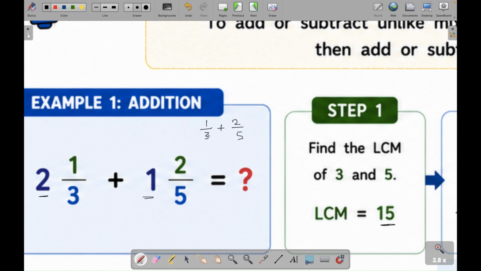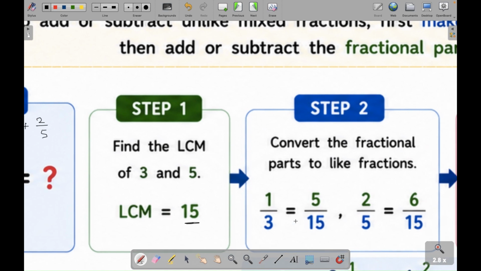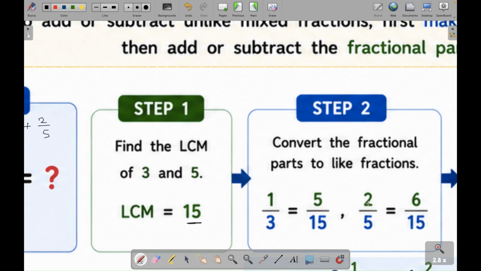Now we try to convert these two into an equivalent fraction with denominator 15. If I multiply 3 with 5, I'll get 15, so I'll multiply 1 with 5 as well. If I multiply 5 with 3, I'll get 15, so I multiply 2 with 3 as well. So I get 6.